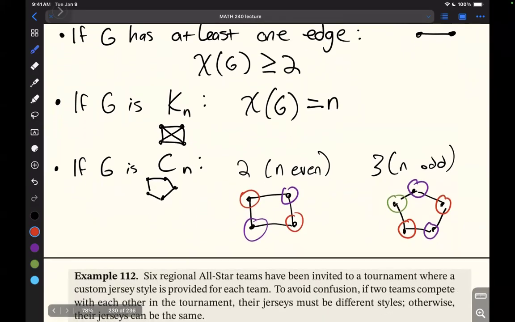If we have a cycle, then it depends on whether our number of vertices is even or odd. If it's even, we can just split it down the middle and have 2 colors and alternate as we go around. But if there's an odd number, then we've got to use the third color at the last vertex as we're going around.